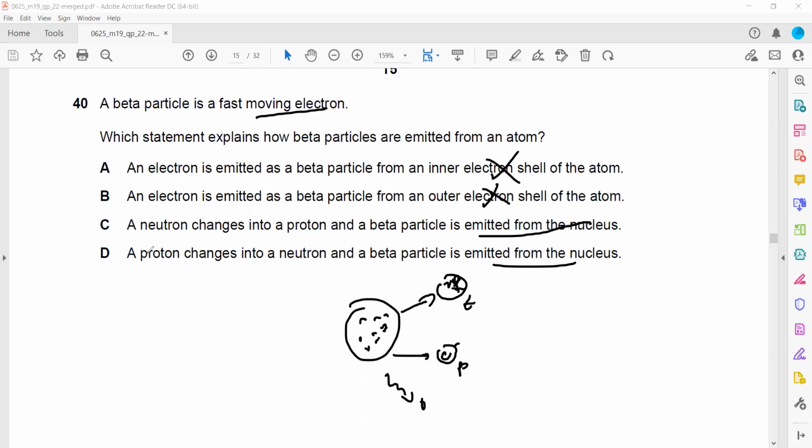But what happens in a beta emission? The neutron actually breaks down into a proton and an electron. One of the neutrons breaks into a proton and an electron. The proton remains inside and that electron goes out. That is an emission of a beta particle. So a neutron changes to a proton and a beta particle, or electron, is emitted from the nucleus. So C is the right answer for this.